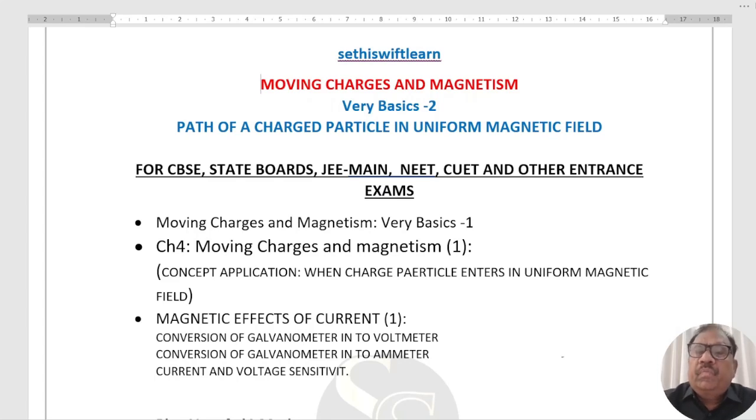Hello students, in today's session of moving charge and magnetism, the very basic concepts will be cleared using illustrations.